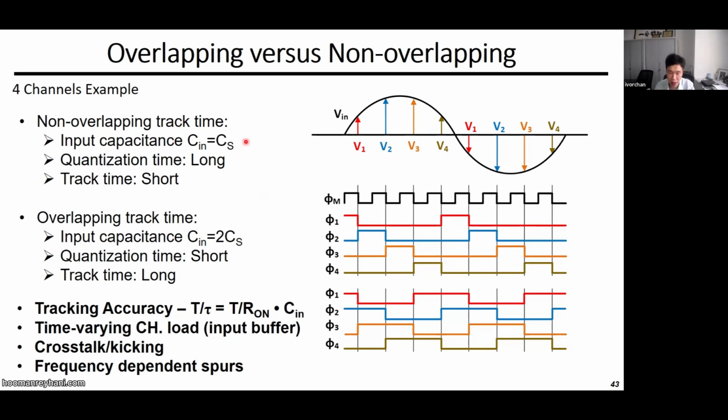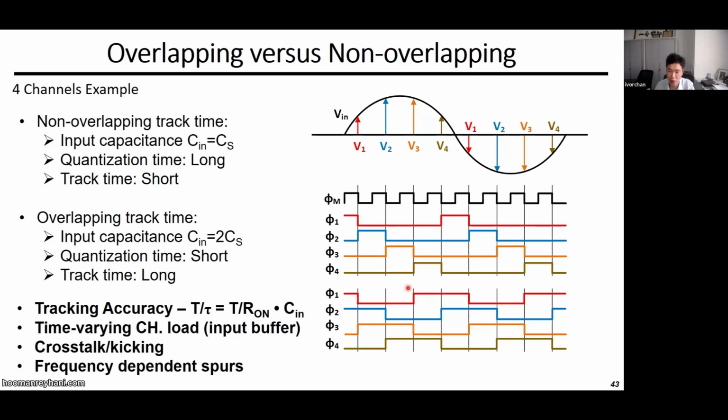With the non-overlapping time, the input loading capacitance is around the sampling capacitance of each channel, CS. So your input loading will be just CS because you have non-overlapping here. The good thing is that with a short track time, you will have a long quantization time, so you can have more time for your conversion. But the bad thing is that you have to limit your track time with the non-overlapping scheme, so the track time is relatively small.